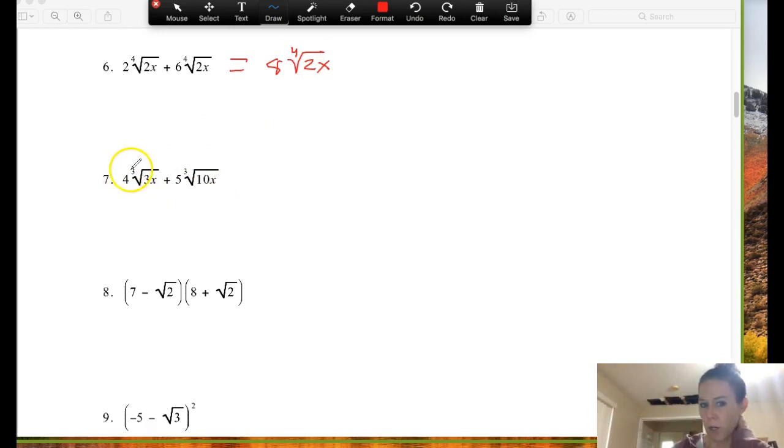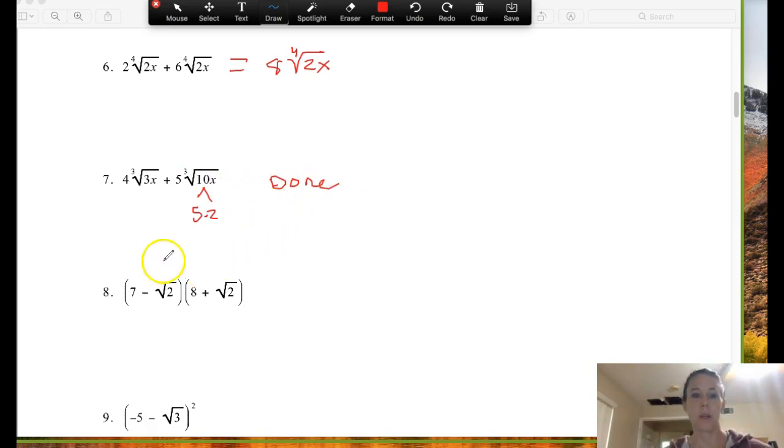Now here we have 4 cube roots of 3x plus 5 cube roots of 10x. Well, this is the cube root of 10x, and this is the cube root of 3x. These are not the same. You cannot add them. If you could simplify this somehow and pull this out of here so that this is the exact identical root to this, then you can add them. But 10 breaks down into 5 times 2, and there are no perfect cubes to even pull out to make this work, to make it look like this. So this is not addable. This is done. So this is completely simplified. So done. No more simplifying can be had.